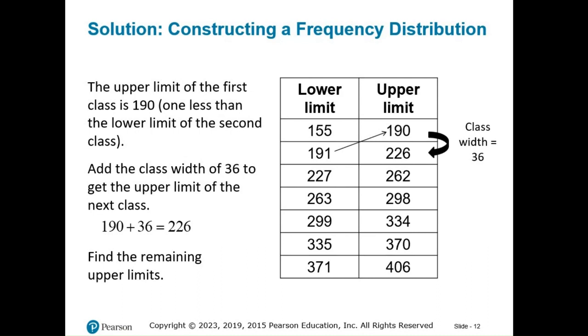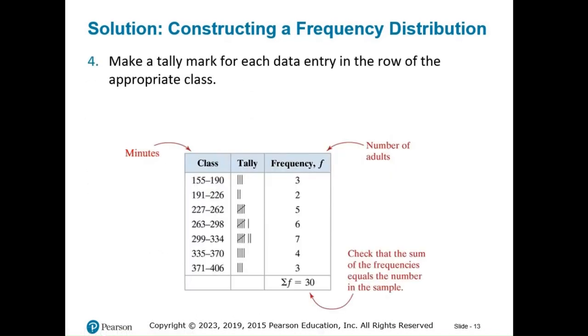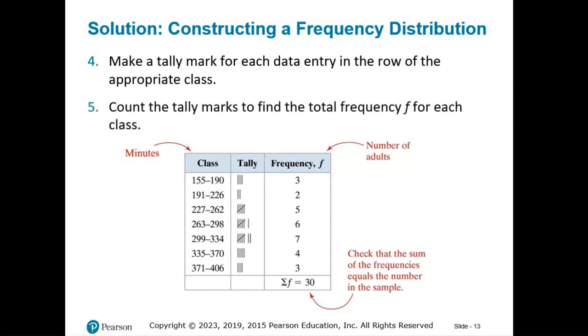Finally, it's okay for your last upper limit to be over your maximum data entry, but it should not be under it. If that's your result, you need one more row. Next, it's time to make tally marks for how often data entries fall within different classes, or to use academic language, how frequently they occur. Do this for all of your data entries. Next, convert this to numerical entries under the frequency or F heading.